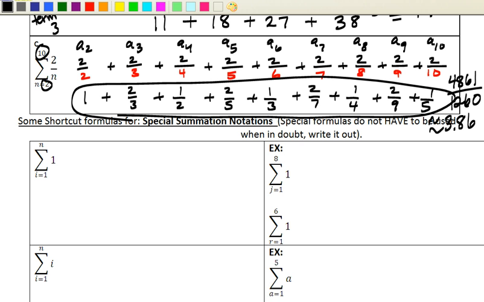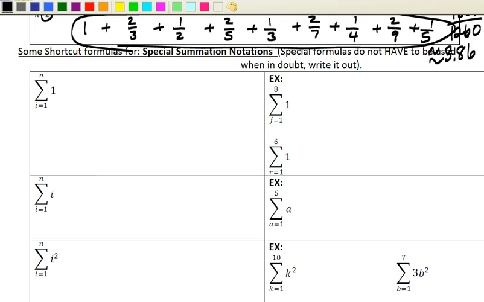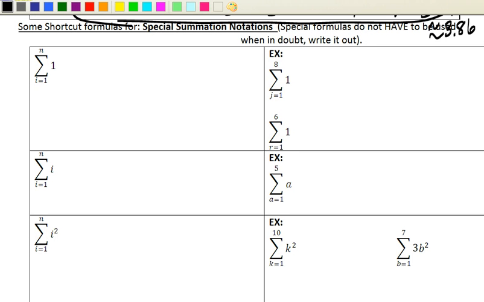All right. To end up our lesson today, I've got some special shortcuts to show you. And now using these special shortcuts is optional. You don't have to use these. Because this isn't going to be on a formula sheet or anything, if you don't have these memorized, just write it out like I just did for example 3. That's the way to do it longhand.